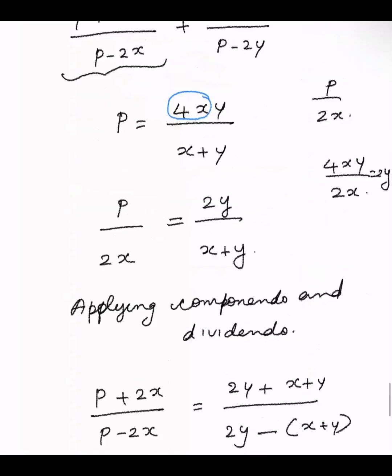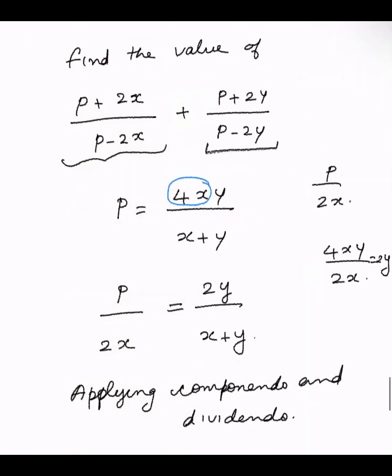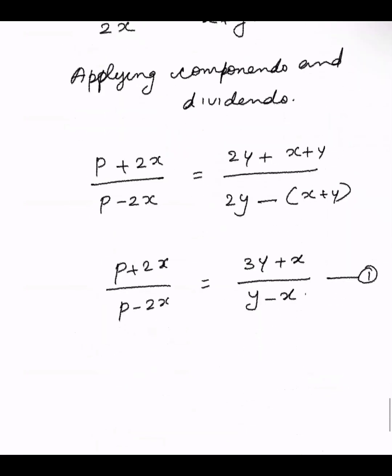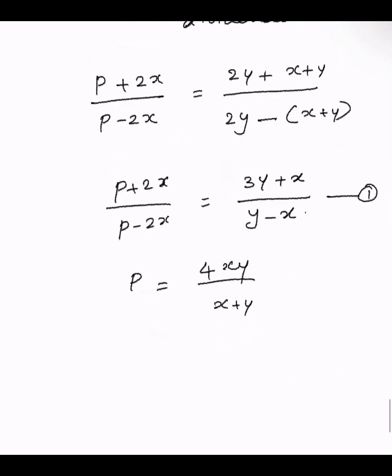Now, which is the second part? Second part is P plus 2y divided by P minus 2y. Okay, first part was P plus 2x by P minus 2x. Now I have to do the second part. I have the same thing, right? P equal to 4xy divided by x plus y is what I have. From that, I want 2y, P plus 2y is what I want. So I'm taking 2y from this, and I'm left with 2x divided by x plus y.